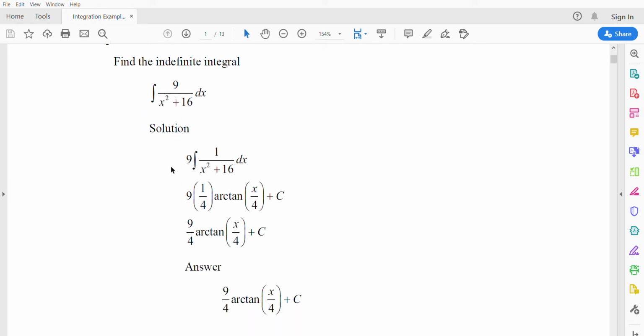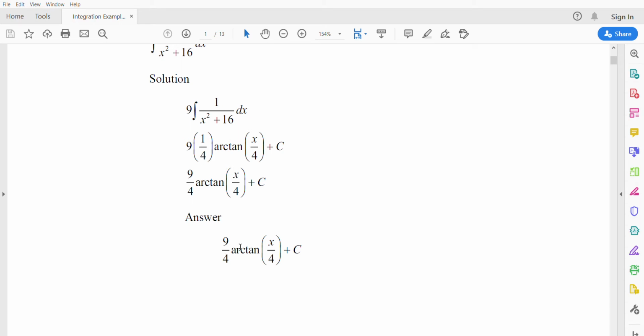For the solution to this, we're going to bring out the coefficient, the 9, and that gives us 9 times the integral of 1 over x squared plus 16 dx. Now this fits our formula for arctangent. So I still have my coefficient in front, and that's going to be 1 over 4, that's the square root of 16, times the arctangent of x over 4, and then plus a constant. And then the 9 times the 1/4 gives us 9/4 times the arctangent of x over 4 plus a constant. And that's our answer, 9/4 times the arctangent of x over 4 plus a constant.